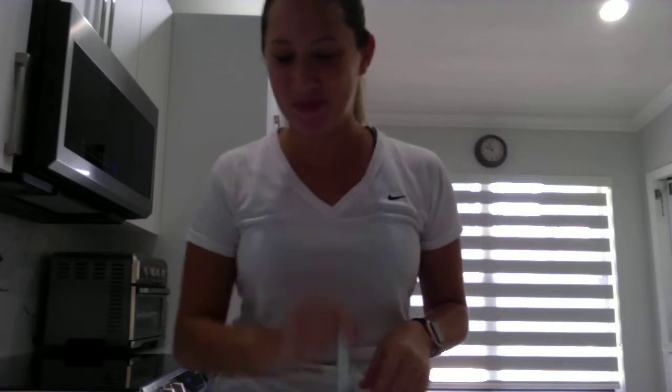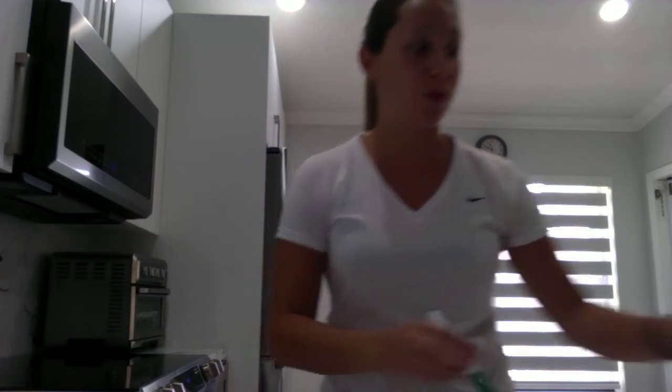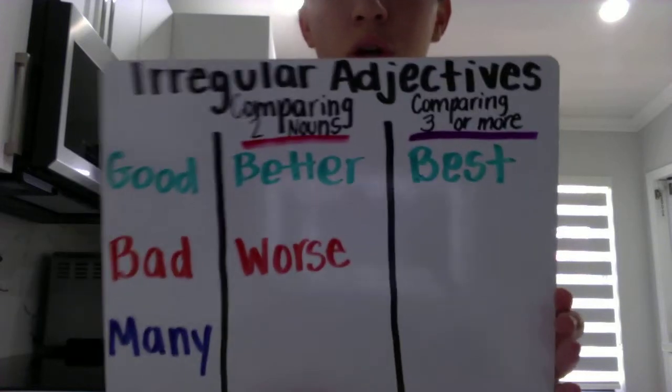All right? So now we are on bad. The game was bad. Now, that was a bad game. I'm only saying 1 game. Now, if I were to compare 2, that game was blank than the one last night. So, if I'm comparing 2, that game was worse than the game last night. So, comparing 2 nouns, we use worse.